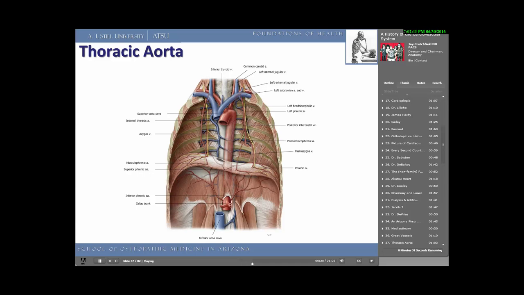But for now, the structures which are important for you to learn are the heart proper with its four chambers and the large vessels coming into the heart, superior vena cava, inferior vena cava, the pulmonary veins, the pulmonary trunk, the pulmonary arteries, and the arch of the aorta with its three main branches.